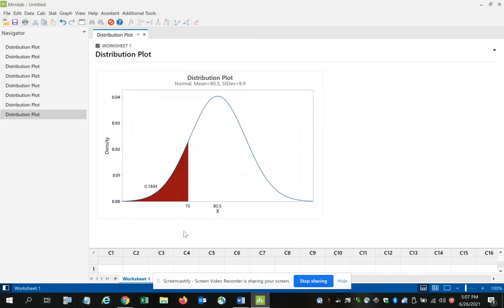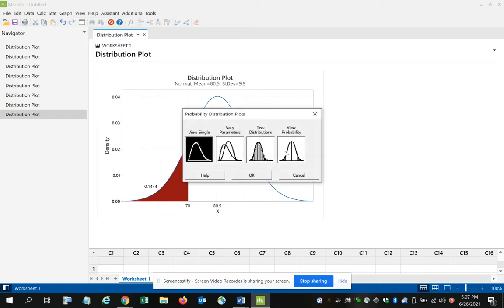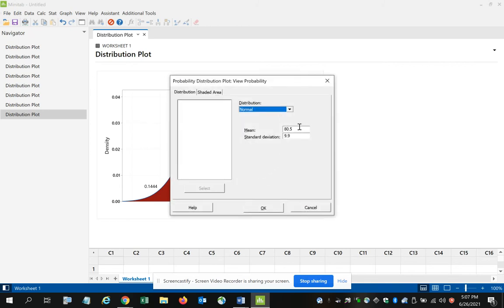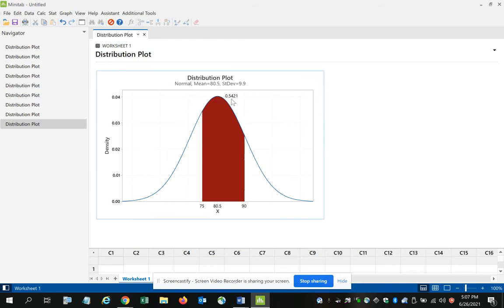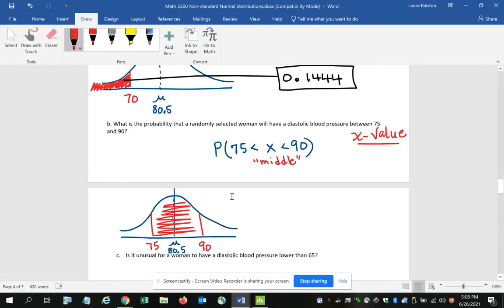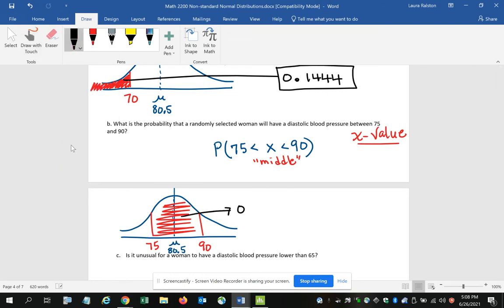So out to Minitab we go. Graph, probability distribution plot, view probability. Normal distribution, mean of 80.5, standard deviation of 9.9. My shaded area is defined by the X values for the middle, and I'm between 75 and 90. I click OK. I get 0.5421. So this red shaded region is 0.5421.